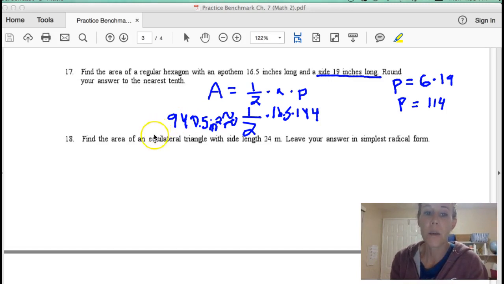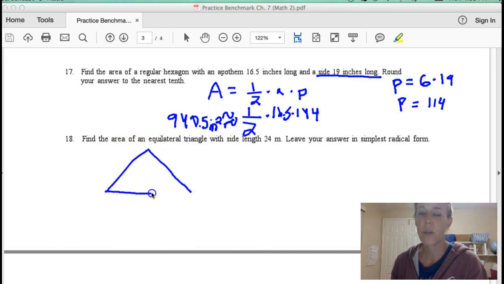All right, let's go on to number 18. Find the area of an equilateral triangle, side length 24. A couple ways you can do this. With equilateral triangles, you can use the apothem times perimeter because an equilateral triangle is a regular polygon. However, we know some other things about equilateral triangles. If I have a side length of 24, I know the area of a triangle is just 1/2 the base times the height. I don't even have to do this whole deal, the apothem and the perimeter.